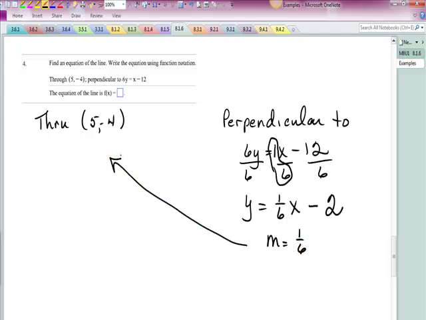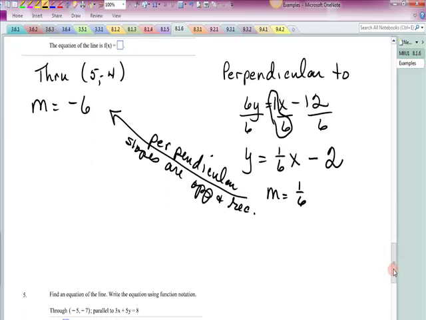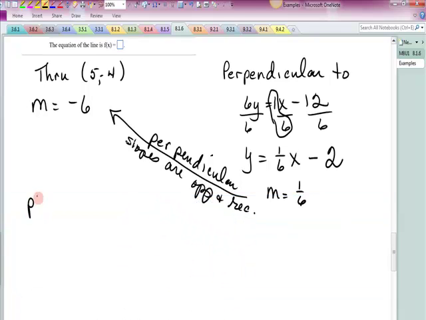Now, my line is perpendicular, so slopes are opposite and reciprocal. So the slope here has got to be a negative because this one was a positive, and the reciprocal is 6 over 1. I will just write it as 6. So now it's time to use my point-slope again.